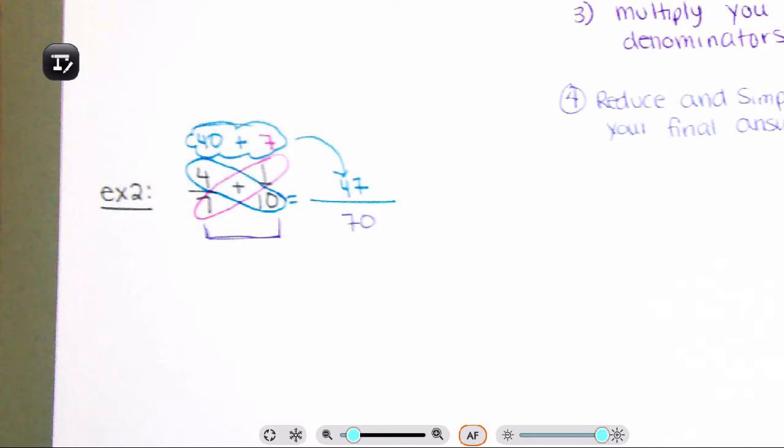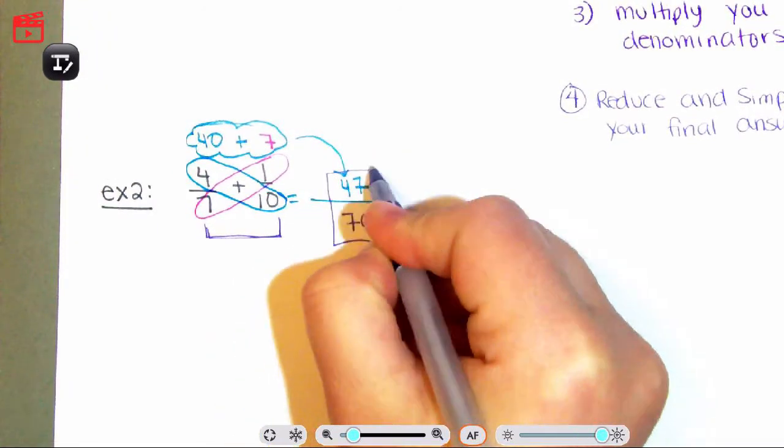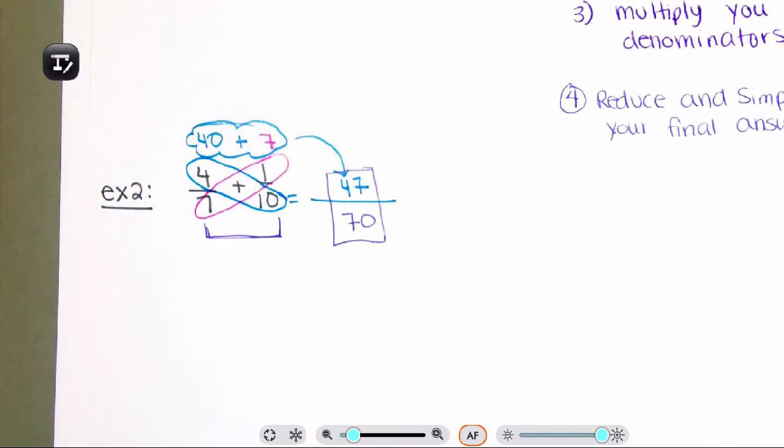If you can simplify, go ahead and do so. If you cannot, that is your final answer. And I know this is my final answer because there are no factors of 47 that also are factors of 70.